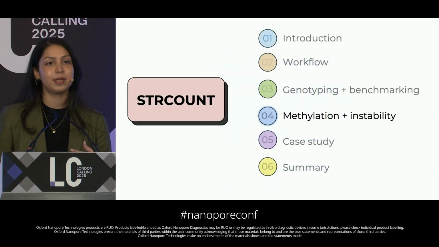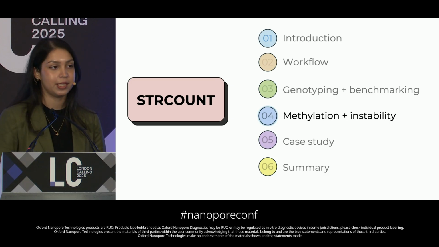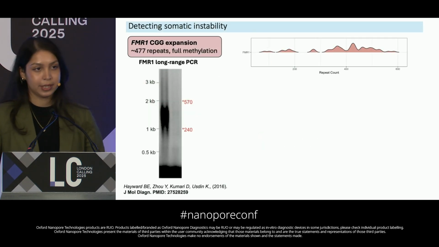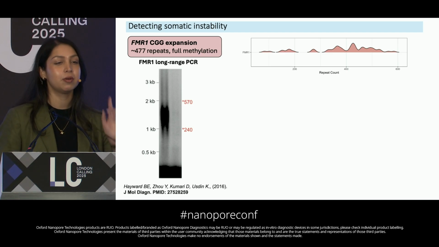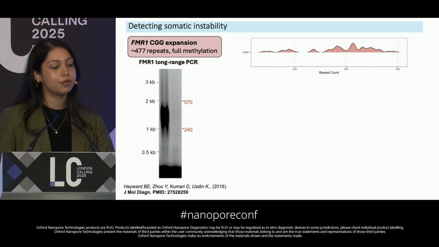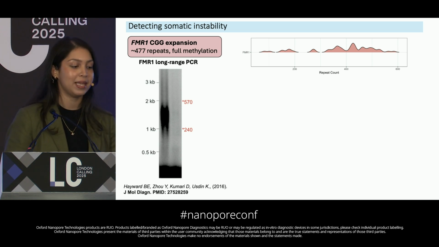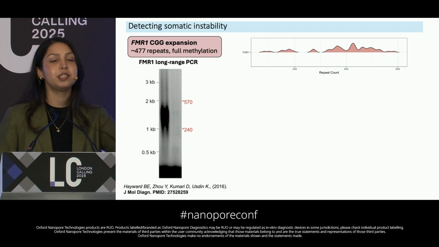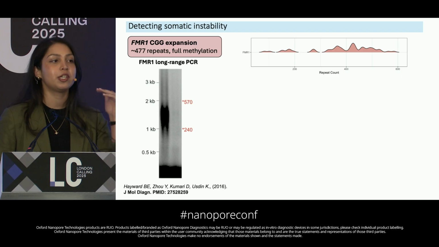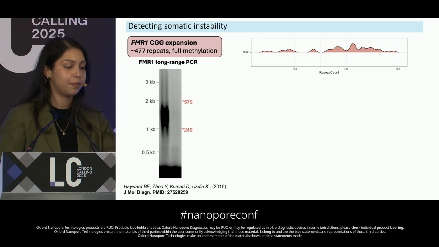Now, just to talk a little bit about methylation and repeat instability. Repeat instability is a phenomenon where in somatic tissue, the repeat expands more than in germline tissue, and this can affect disease outcomes. Over here, I'm again showing an example of an FMR1 CGG repeat. This cell line from this patient has 477 repeats reported with full methylation. This is a long-range PCR in the plot on the left, which shows a smear indicating that it's not just one single repeat size, but several.